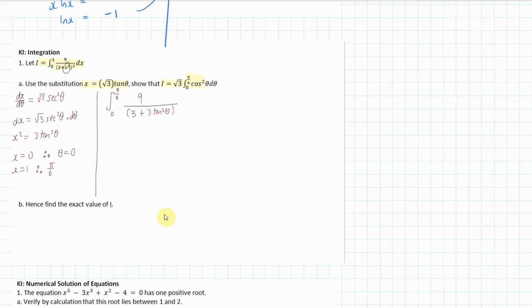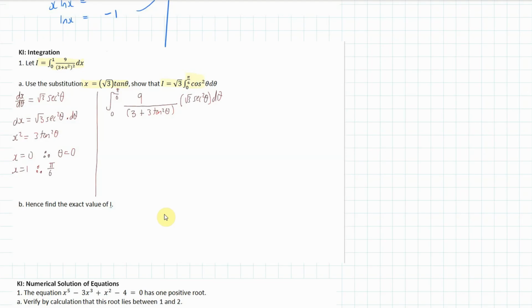Okay, so replace the x squared with this information here of 3 tan squared theta. Okay, so that's all I'm doing there. Okay, and then I've got times, and I'm getting rid of this annoying dx. So remember what dx is equal to here. So I've got square root 3 sec squared theta d theta. That's how I get rid of that.